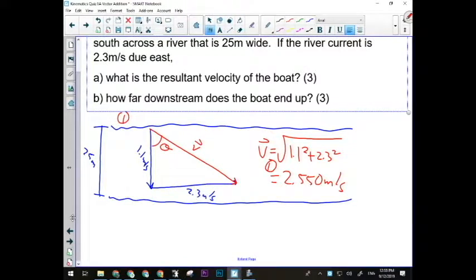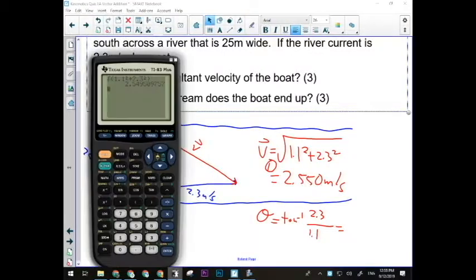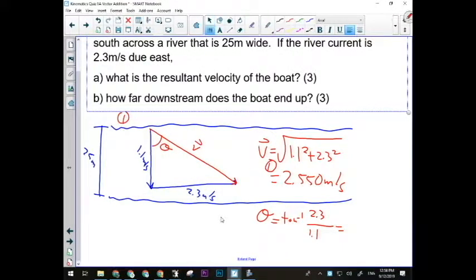Okay, and then we got to find theta. Theta will be tan to the minus 1 of the opposite side, 2.3, divided by the adjacent side, 1.1. If you drew the triangle the other way, as long as you have the right direction on it, you'll be all right. So we'll have tan to the minus 1 of 2.3 divided by 1.1. All right, so I'm getting 64.4 degrees. Okay, and for me, that is east of south.